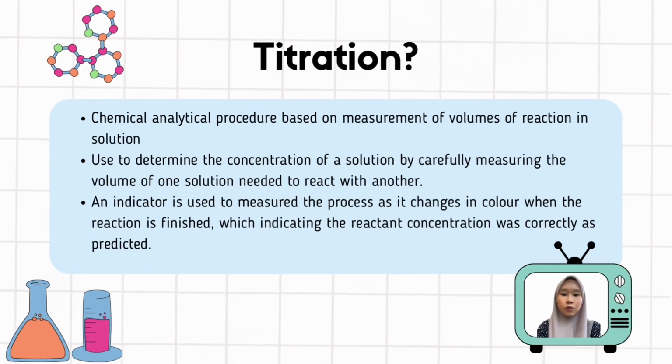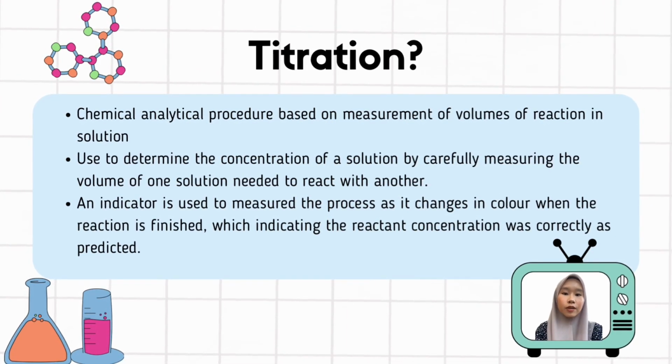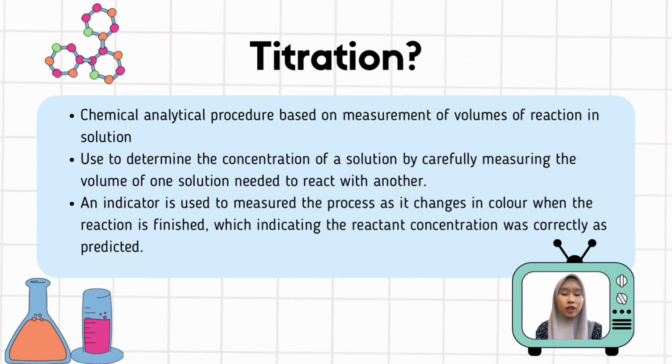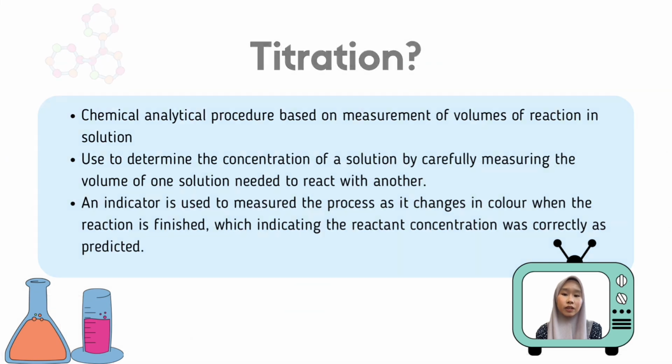Volumetric analysis, also known as titration, is a chemical analytical procedure based on measurement of volumes of reactants in solution. It is used to determine the concentration of a solution by carefully measuring the volume of one solution needed to react with another. An indicator is used to monitor the process as it changes color when the reaction is finished, indicating the reactant concentration was correct as predicted.